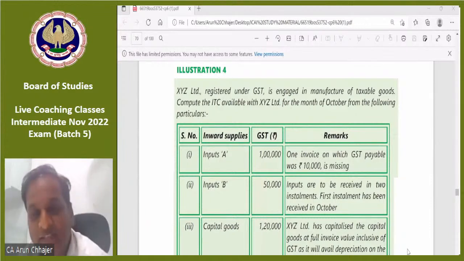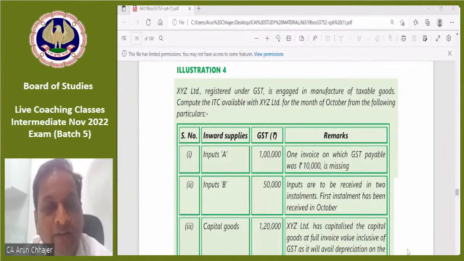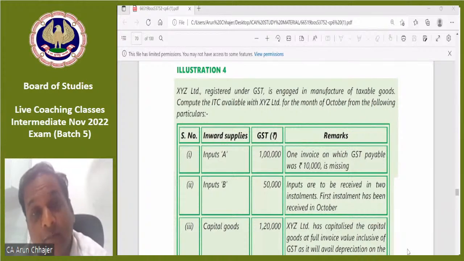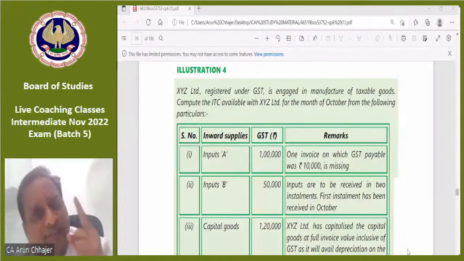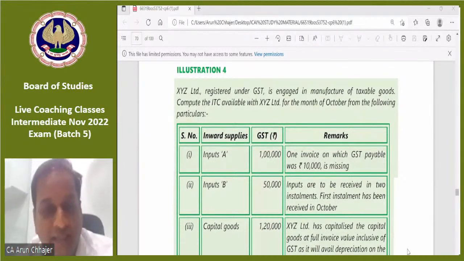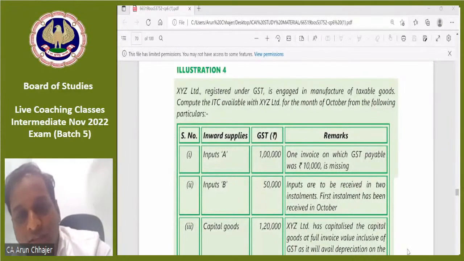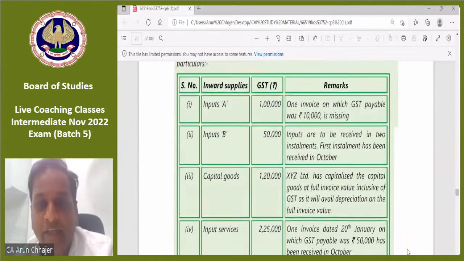Here you need to give the reasoning of 16(2)(a) that because the invoice is not there, ITC is not available. In the second part, no ITC would be available because we have discussed in the proviso to 16(2) that if the goods are received in lots or batches, then on the last lot, last installment, we would be able to take ITC. Absolutely correct. Now the third point, capital goods.